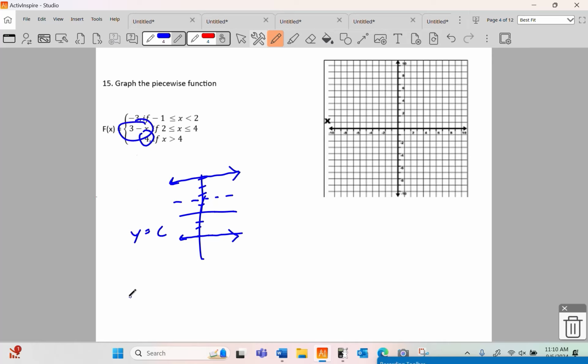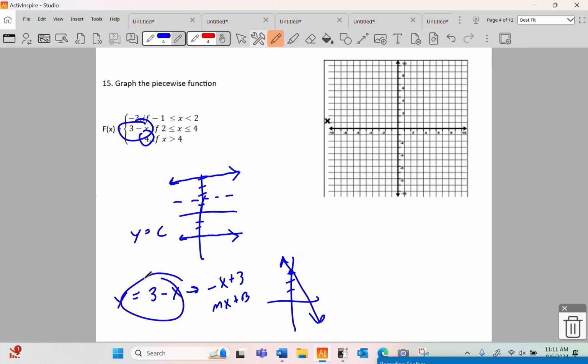You also have this guy in the middle, y equals 3 minus x, which you might think of as -x plus 3. And by God, somebody taught you mx plus b once upon a time. It crosses the y-axis at 3, and then it would fall because it has a decreasing negative slope. So the only thing I'm actually going to make a table for on this one is this guy. Y is -3 if x is between -1 and 2. That's pretty nice. So -1 all the way to 2.